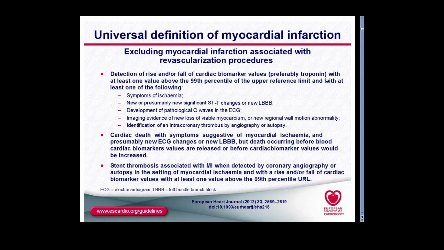And according to the European Heart Association, European Society of Cardiology, MI is defined as symptoms of ischemia, new or presumably new significant ST and T wave changes or new left bundle branch block, development of pathological Q wave in ECG, imaging evidence of new loss of viable myocardium or new regional wall motion abnormality, and identification of an intracoronary thrombus by angiography or autopsy.